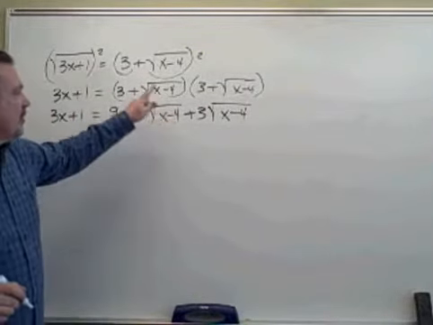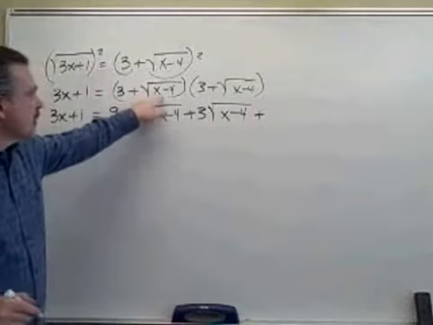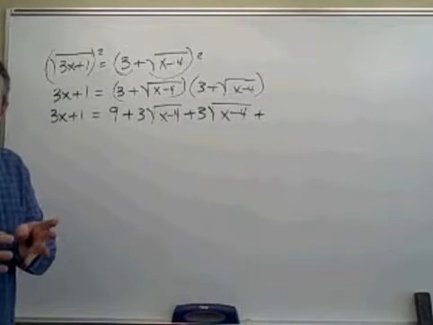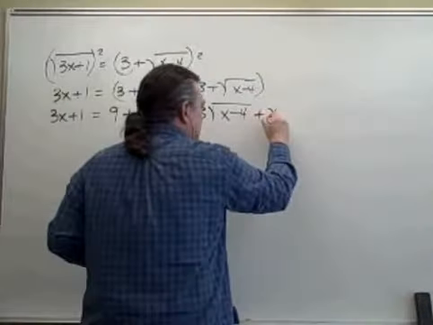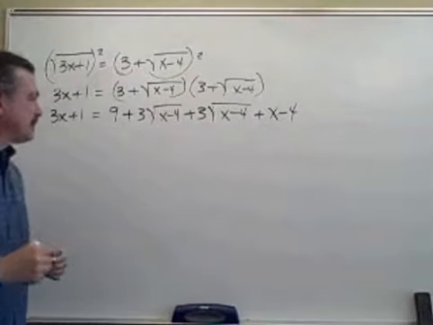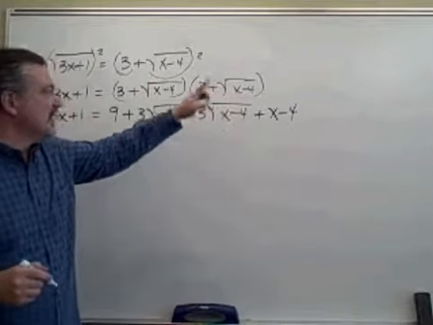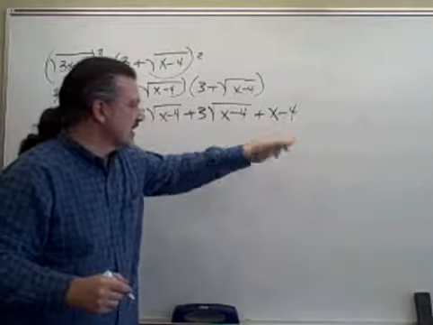And the L of FOIL, that would be plus times plus, which is plus the square root of x minus 4 times the square root of x minus 4. You're squaring the square root of x minus 4. When you square a square root, you just get the radicand. That's going to give us x minus 4.